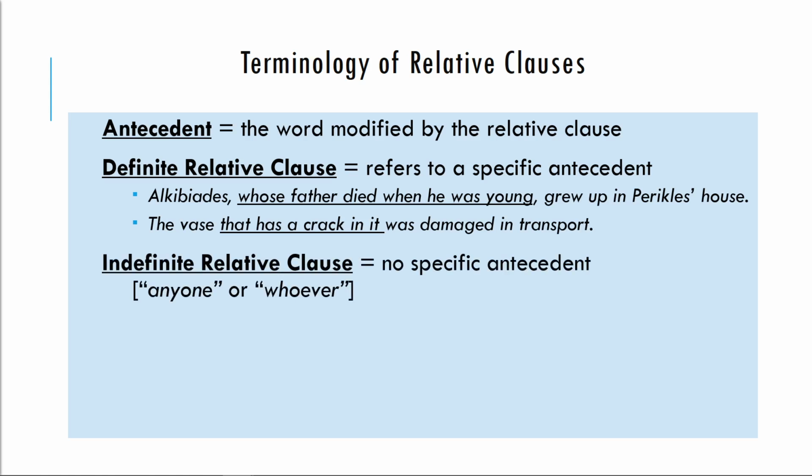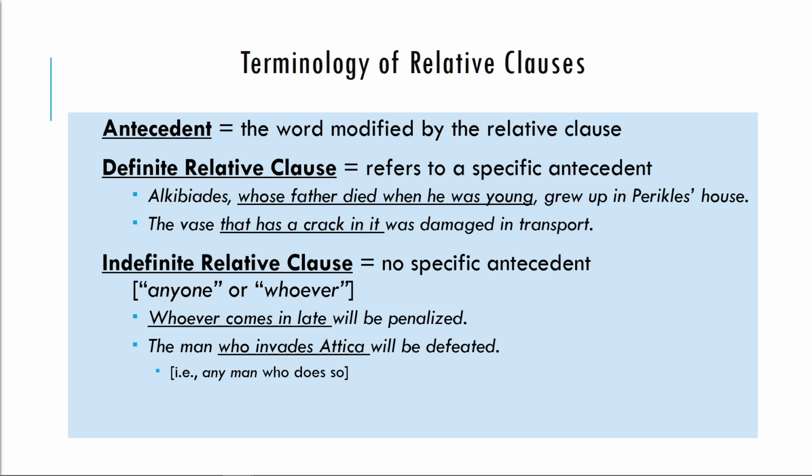If it's indefinite, that means there's no specific antecedent, and it's anyone whose father died when he was young, any vase that is cracked, whatever vase that is cracked. So we're going to be treating these differently because there's different words for them in Greek, just as we have different words in English. The difference between "who" and "whoever." So, whoever comes in late will be penalized. It's not a specific person, it's anyone who fulfills that circumstance.